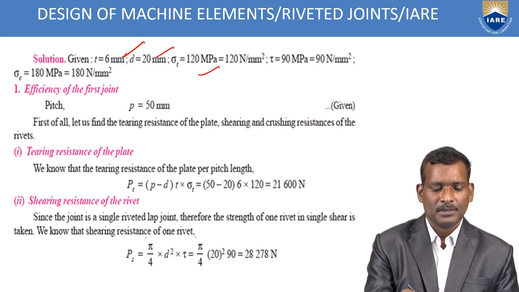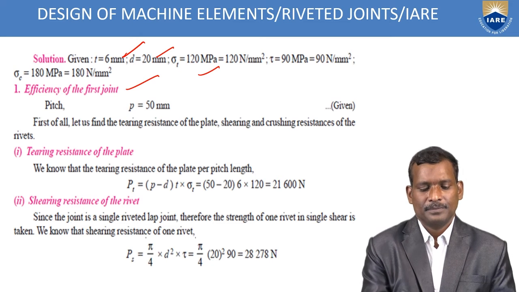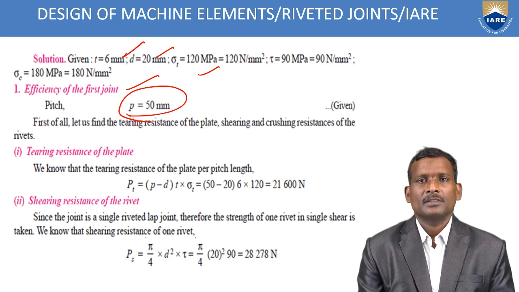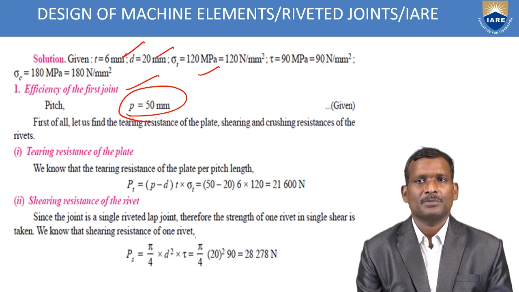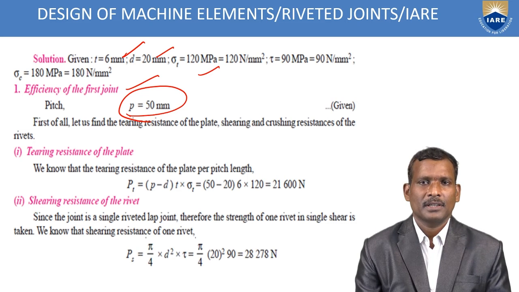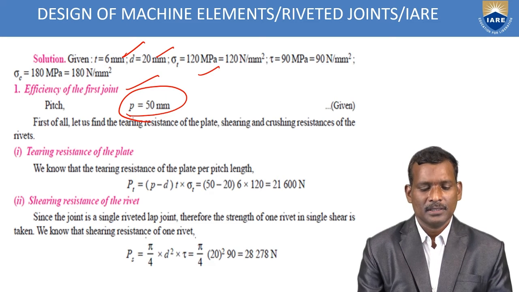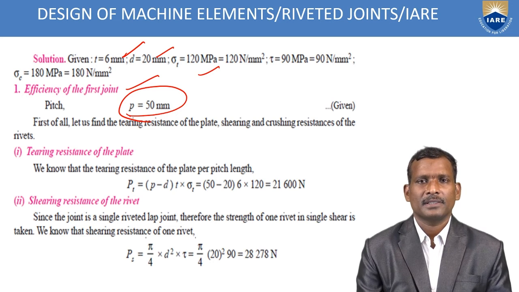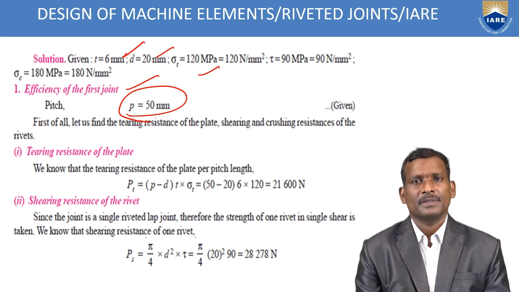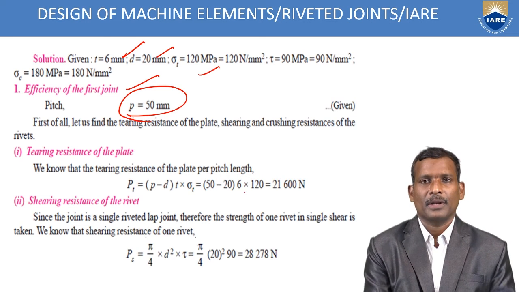Calculate first the efficiency of the first joint, which is the lap joint with a pitch of 50 mm. First, let us find the tearing resistance of the plate, and next the shearing and then the crushing resistance of the rivets. We already know how to calculate the tearing resistance of the plate across the edge and across the rows, and the crushing and shearing. So apply those empirical relations to calculate the tearing resistance of the plate and the shearing and crushing resistance of the rivet, and then substitute these values in the efficiency relation. First, calculate the tearing resistance of the plate per pitch length.